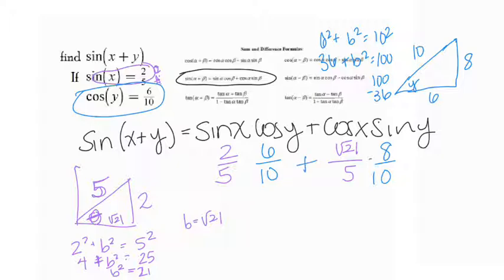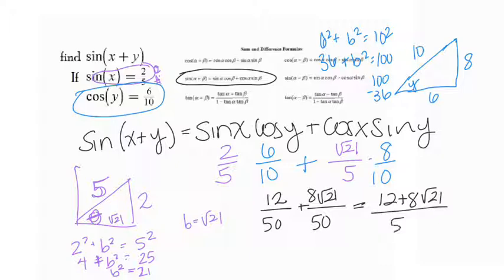So now you can multiply. Over here I have 12 over 50 plus the square root of 21 times 8, which is 8 square root of 21 over 50. And then you can add them together like this.